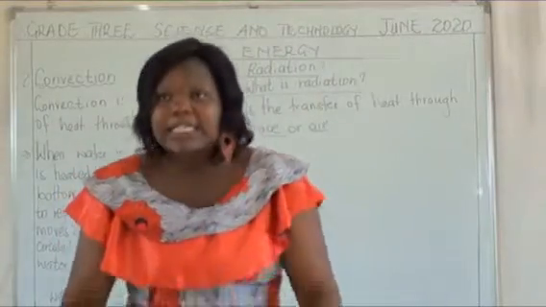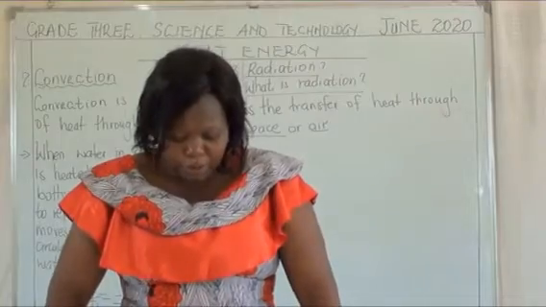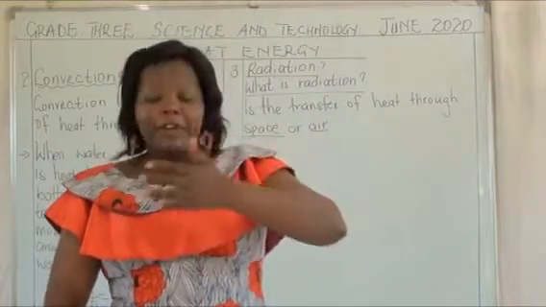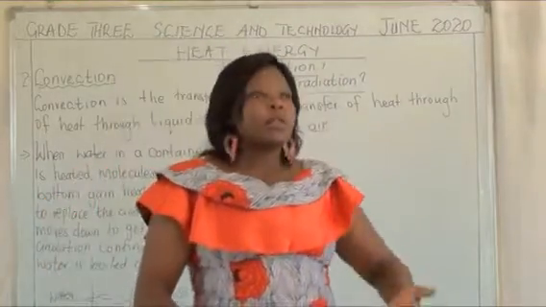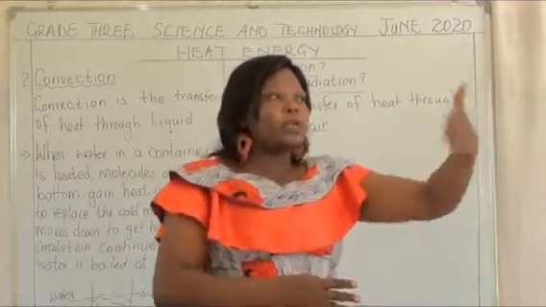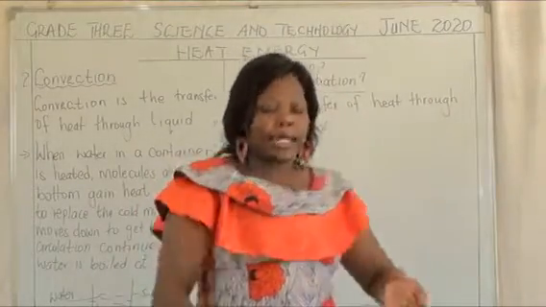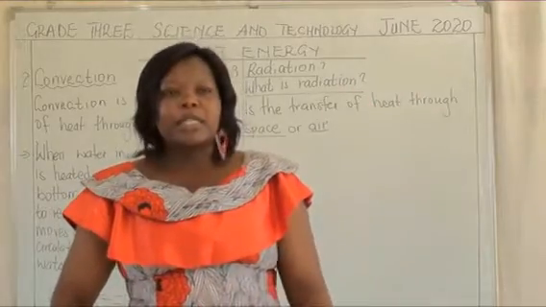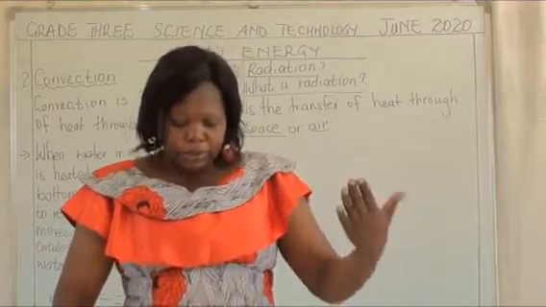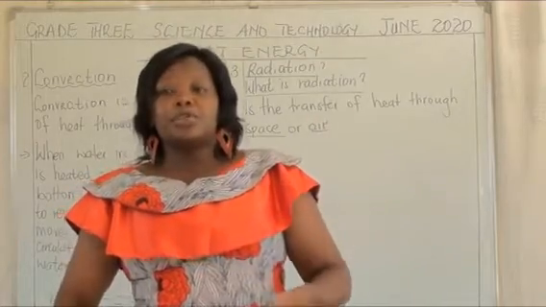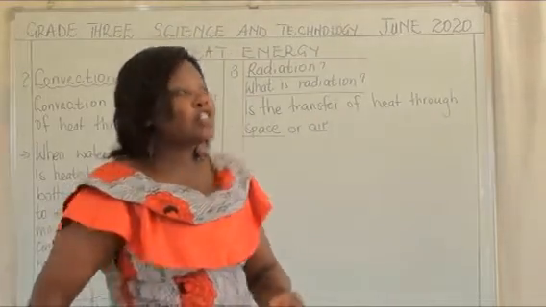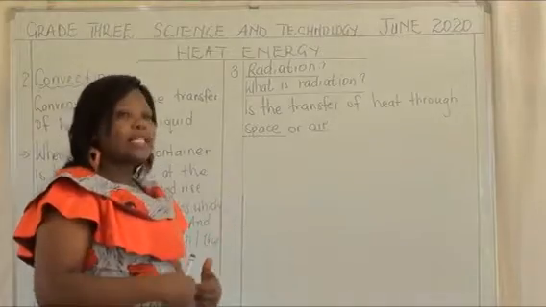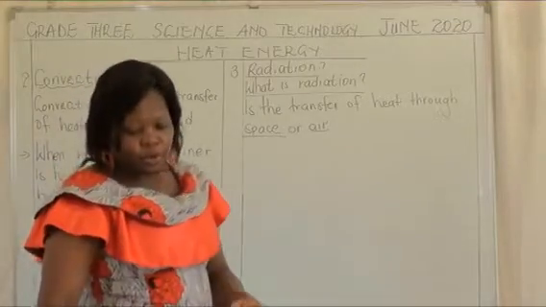Space means there is no medium of transmission. I can call it a vacuum. Heat from the sun travels through space. There is only air between us and the sun. So, heat from the sun reaches our body. How does it reach our body? It reaches our body through radiation. That is how heat travels from the sun to the earth through radiation.